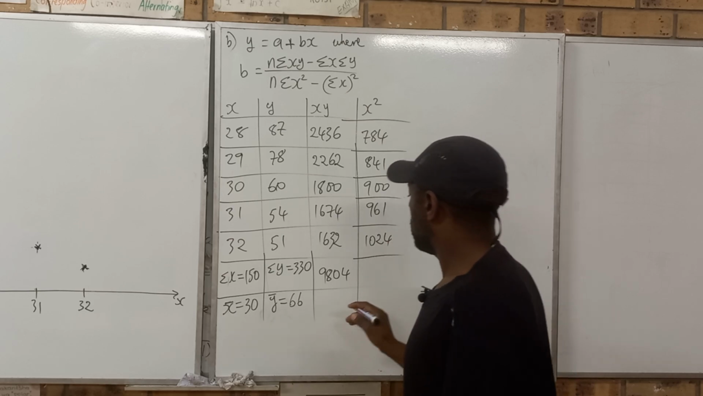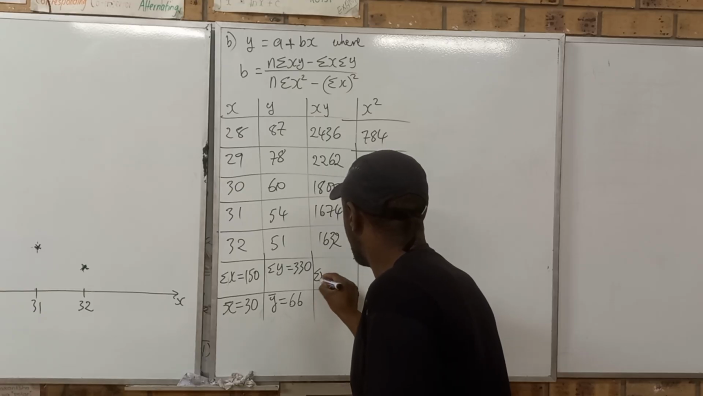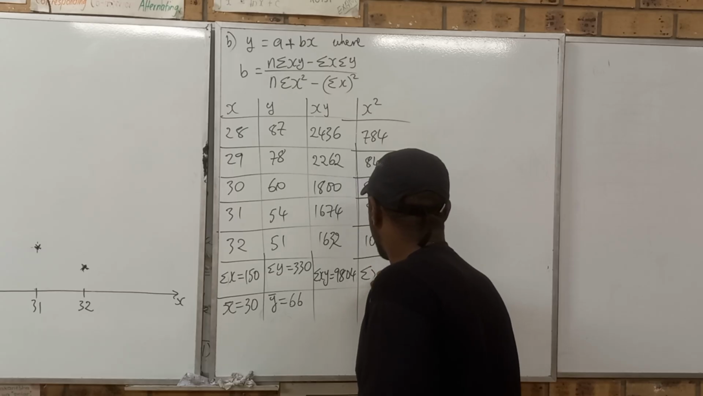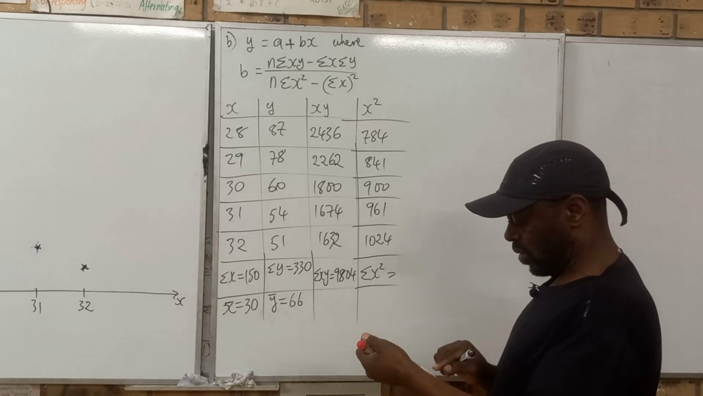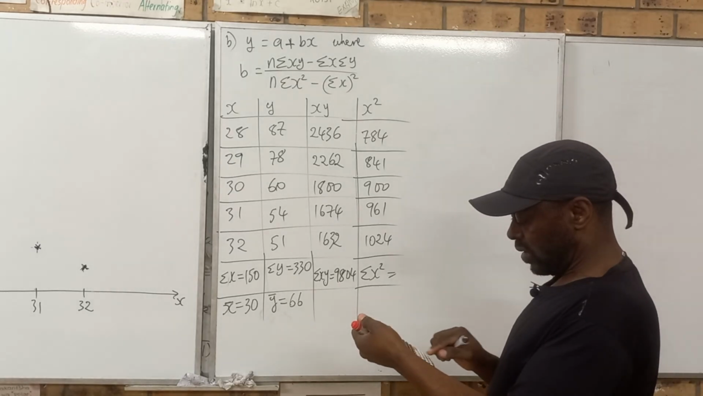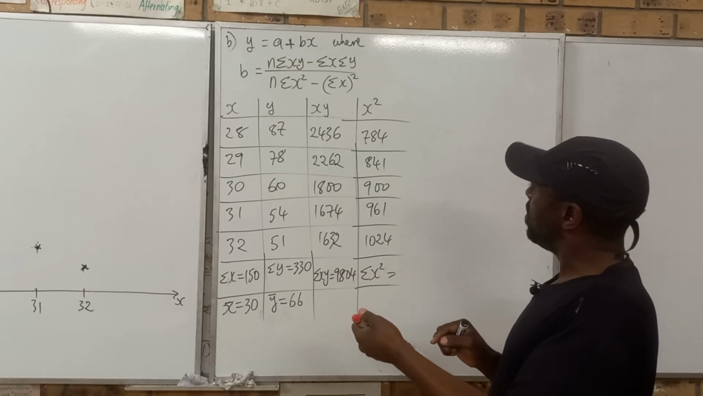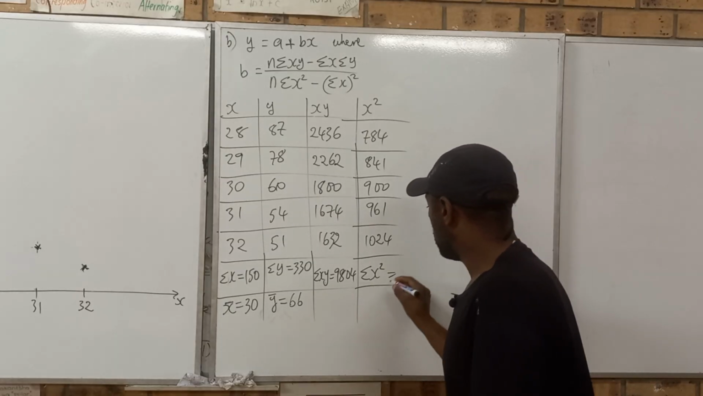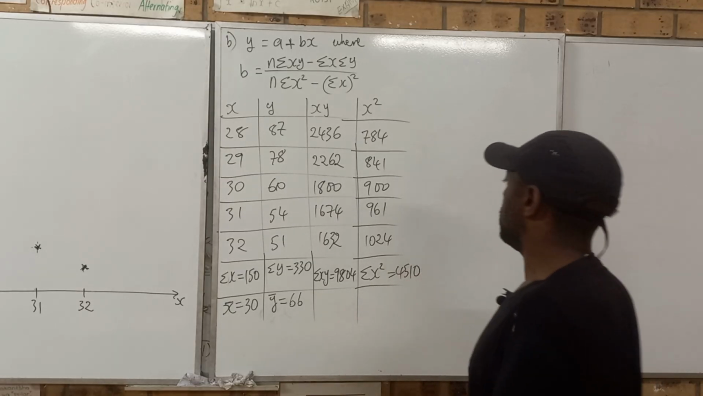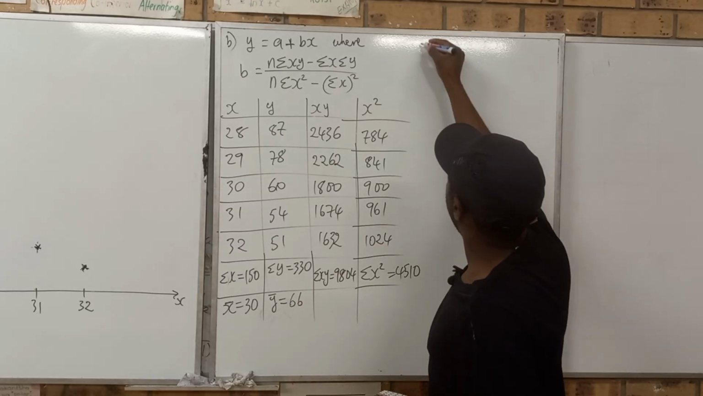So now, 9804 was the sum of xy. Then we get the sum of x squared: add up all those numbers, 1024 plus 961 plus 900 plus 841 plus 784. That gives me 4510. So guys, this is the table that is given to level 4 students in the exams to complete.